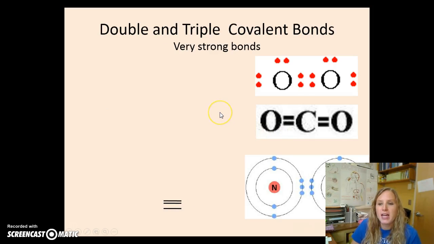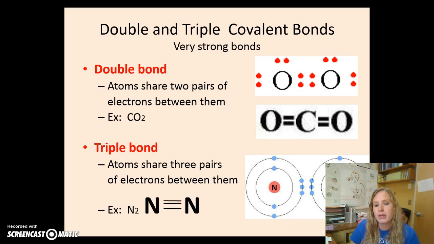So we can talk about covalent bonds, and if they're not single bonds, they can be double bonds or they can be triple bonds. And the more bonds you have, the harder it is to break. They're very, very strong bonds. So right here would be a bond and right here would be a bond. So this would be a double bond.